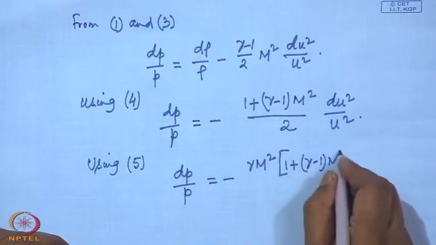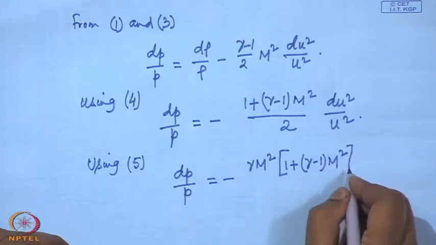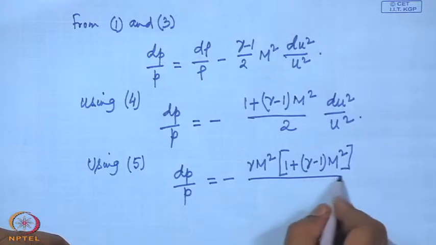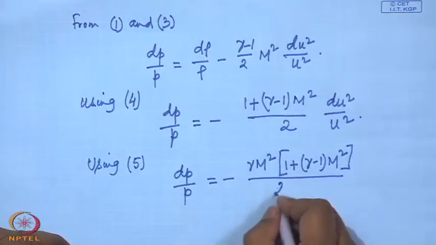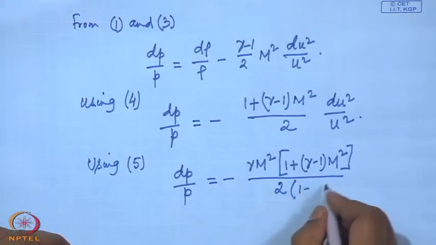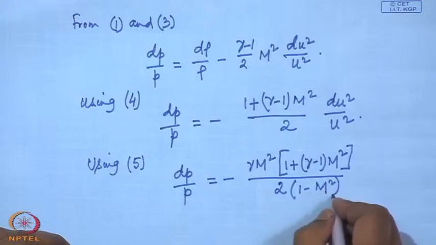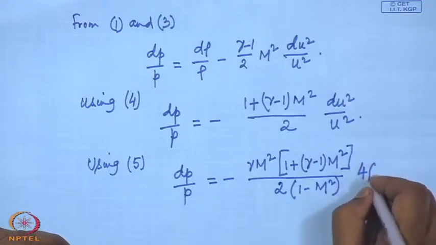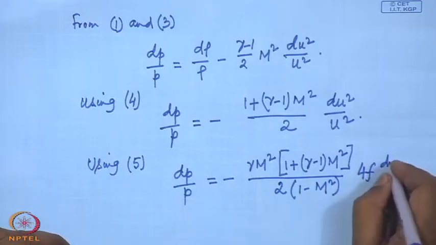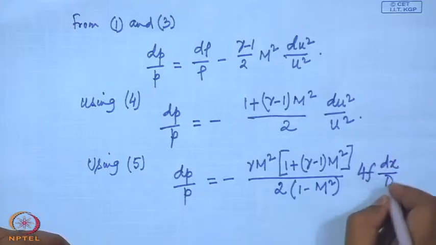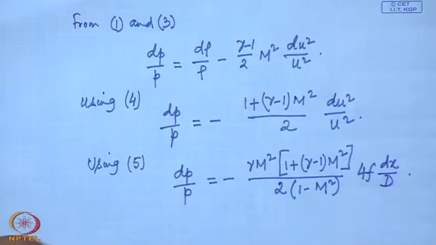1 plus gamma minus 1 M square divided by 2 into 1 minus M square, times 4 f dx by d.